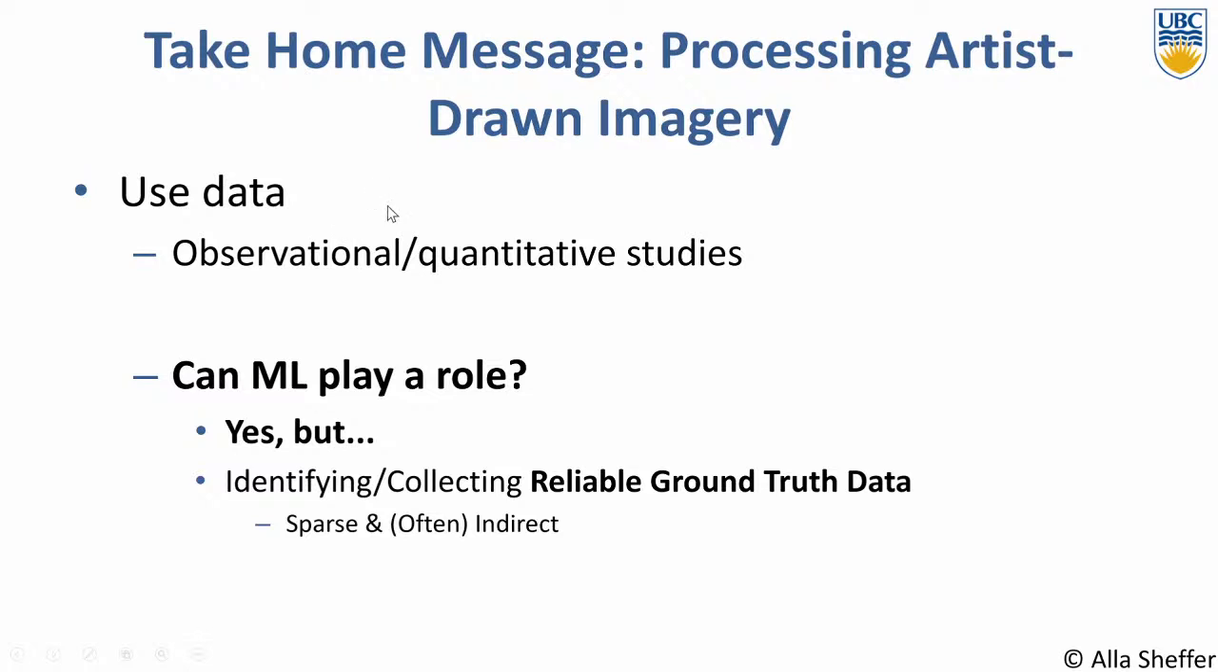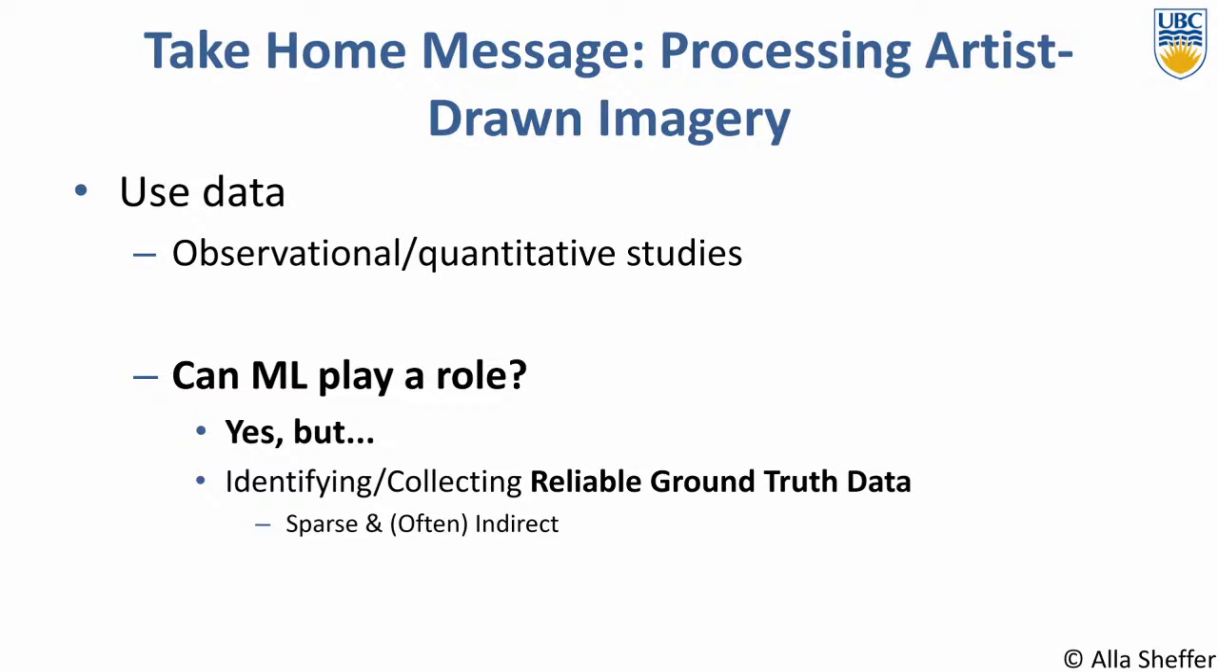We want to use data. Data is extremely important, and data can be observational quantitative studies, as in specifically trying to learn from human data, from targeted perceptual studies, the metrics you are interested in. And yes, machine learning can play a role, but we need reliable ground truth data. Reliable ground truth data is usually very hard to assemble because we cannot generate it synthetically. We really need artist-drawn data to work on.